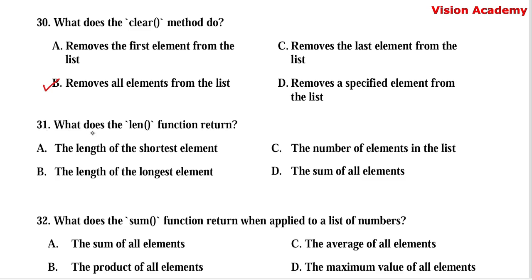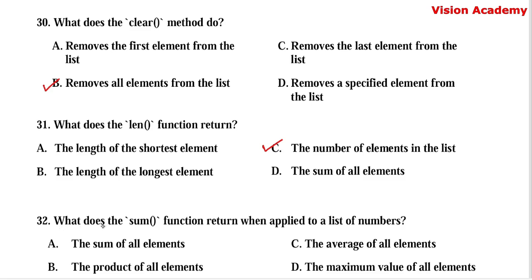Question number 31. What does the len function return? Option A, the length of the shortest element. B, the length of the longest element. C, the number of elements in the list. D, the sum of all the elements. Here, option C, the number of elements in the list, is the right answer.